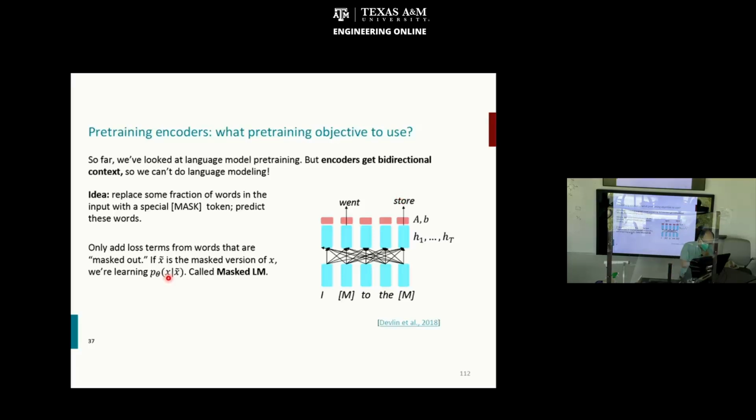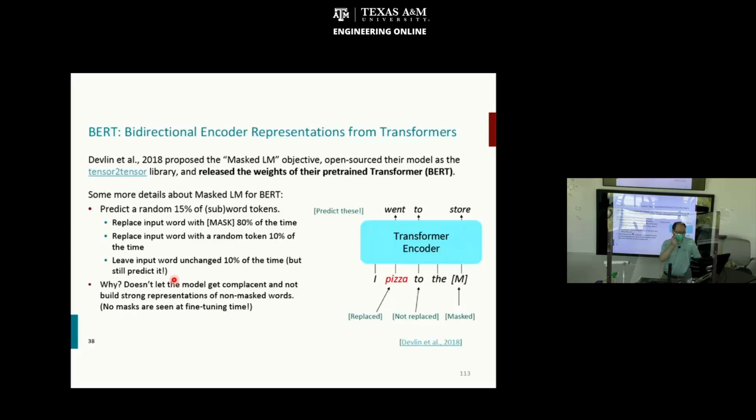In other words, you are learning P of x_t given x_minus_t, where x_minus_t means all the words except x_t. So that's a different distribution that we are learning. This is a masked language model. But there are a lot of details that are much more complicated than just doing that. So BERT, this 2018 paper, does the following for its masked language model.